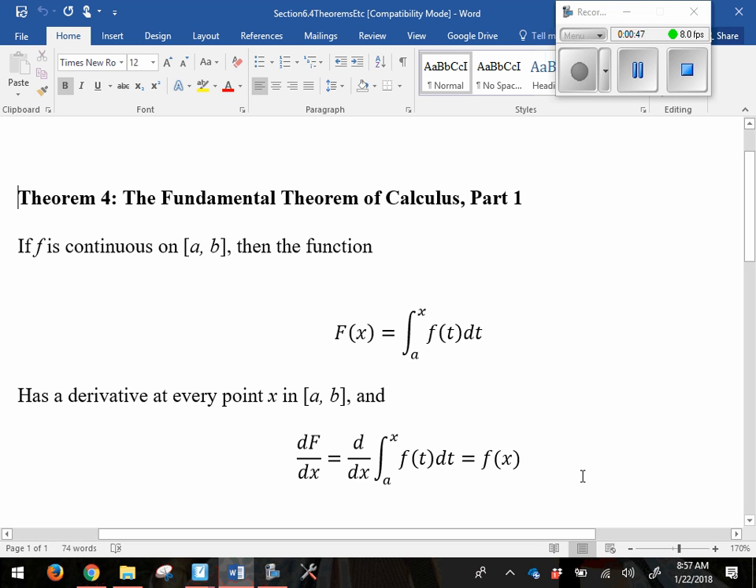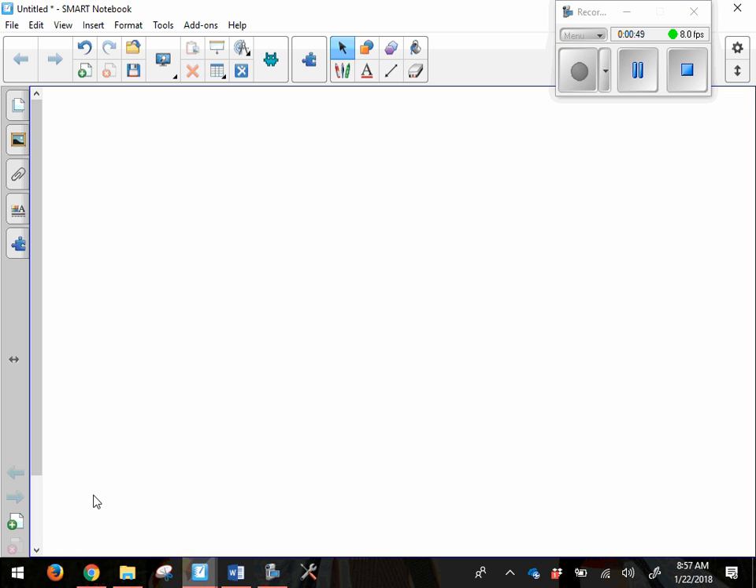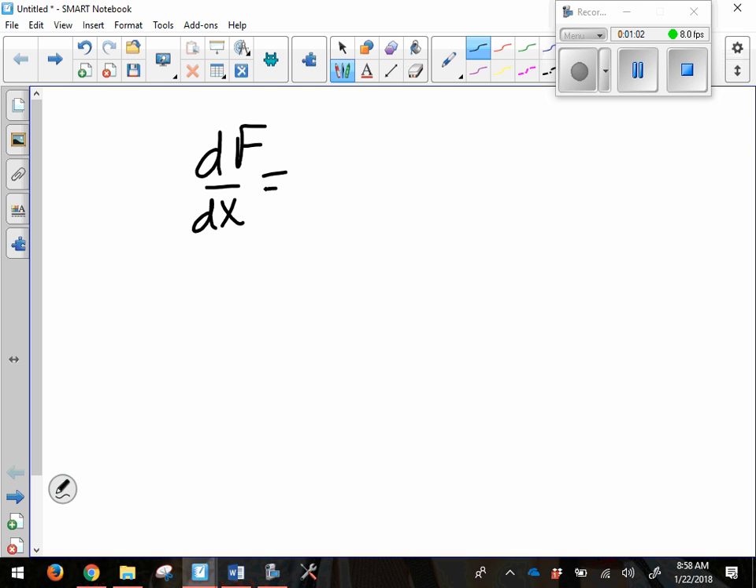So I'd like to start by going through the proof, because I think it brings a lot of important things. So we're going to start with the definition of a derivative. So if I'm taking the derivative of capital F with respect to x, you need to be careful here and make sure that you're making your capital F's and your lowercase f's look different.